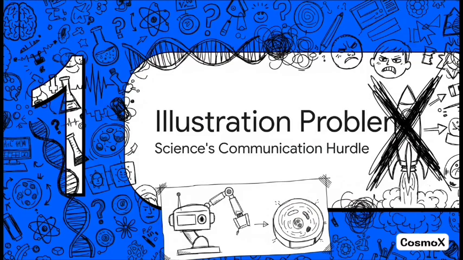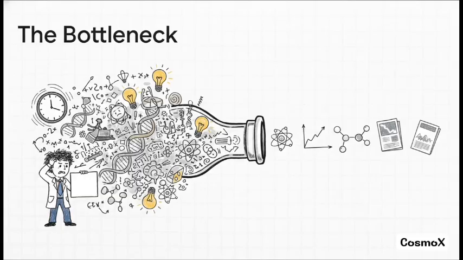Okay, so let's really get into what we can call science's illustration problem. And look, this isn't just about making things look pretty for a presentation. This is a real, super frustrating part of the whole research process, and it has some pretty big consequences. Just think about it. To create one of these diagrams ready for a top-tier journal, it's so time-consuming. It takes a ton of specialized design skills that, let's be honest, most scientists just don't have. They're brilliant researchers, not professional artists.